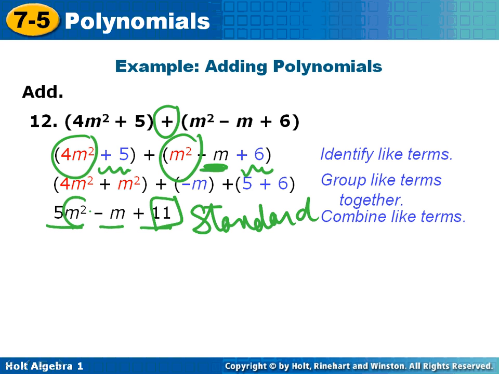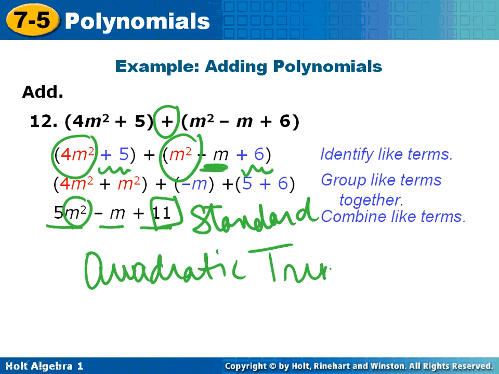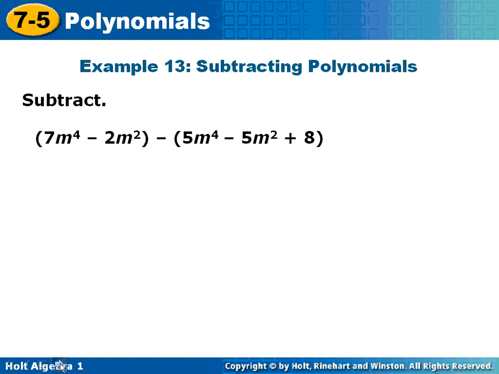This has a second degree. Second degrees are called quadratic. Since there are 3 terms, it's a quadratic trinomial. And let me just tell you, most of the polynomials we deal with in Algebra 1 are quadratic trinomials. Fun, huh? All right, 13, we are going to subtract polynomials.